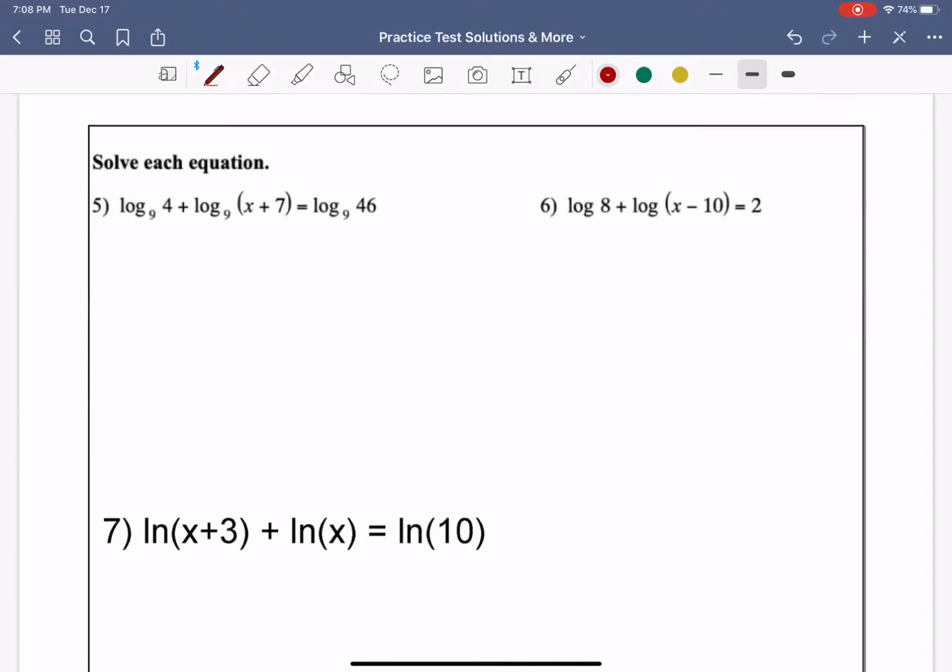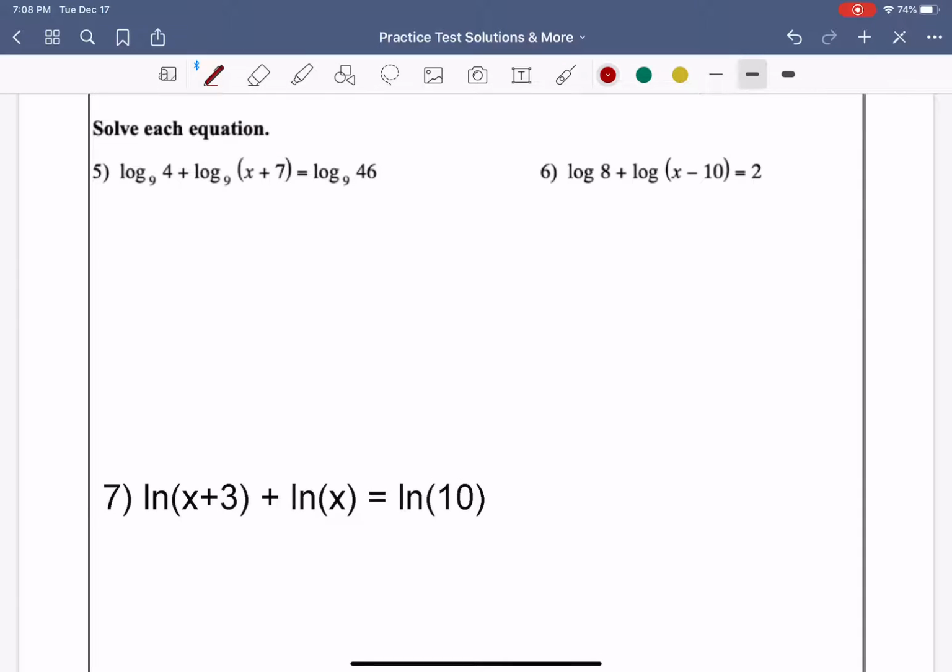The next type of situation we have is when we have to solve for a variable. This one was extra credit on the quiz. So let's look at this. Notice how we have log base 9, log base 9, log base 9. That's great. We have all of them the same. Every term here has a log in it.